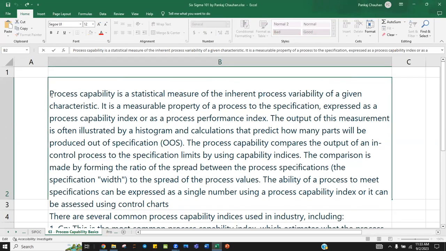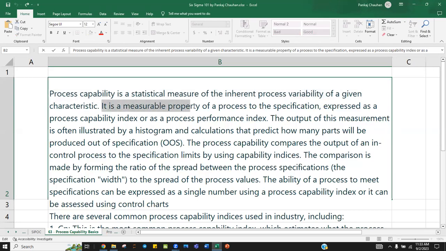So what is process capability? Process capability is a statistical measure of the inherent process variability, which means how much variation my process has or can have. That measure of variation, in statistical terms, is your process capability. This measure we do for any given characteristic or parameter. Sometimes we may be measuring quality, sometimes productivity, sometimes cost, sometimes turnaround time, or all kinds of variation we measure in the form of process capability.